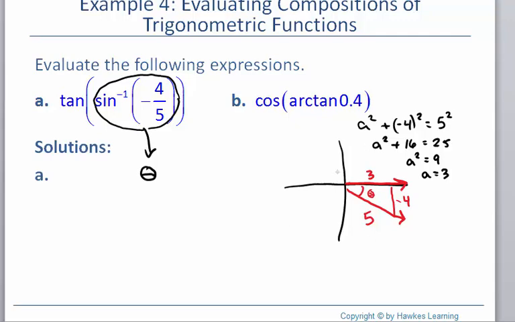So once that's done, let's go ahead and bring our tangent down and finish evaluating our problem. Now we need to find the tangent of angle theta. And again, angle theta is represented in the picture. We need to remember that our definition for tangent is the opposite over the adjacent.